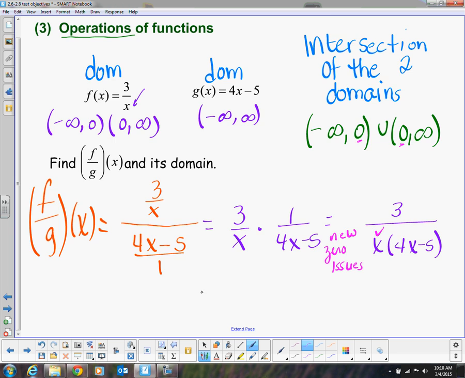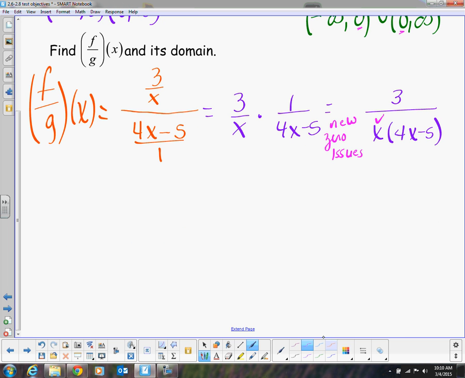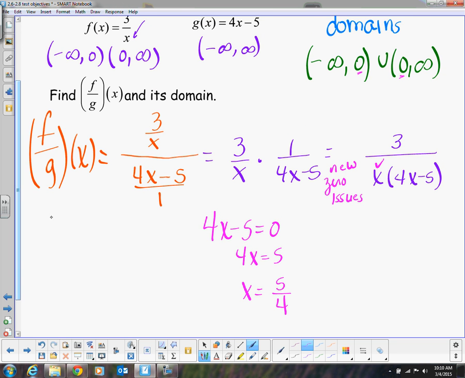So now, what else must I do? We take 4x minus 5, we set it equal to 0. 4x equals 5, x equals 5 over 4. So now, what do I have to do? Correct. You need to exclude the 5/4 in addition to the 0 that was already excluded.